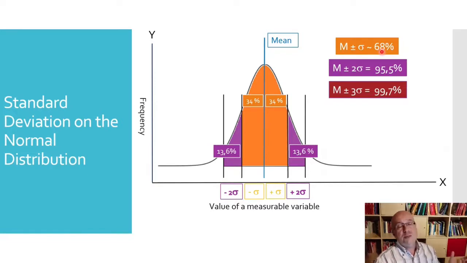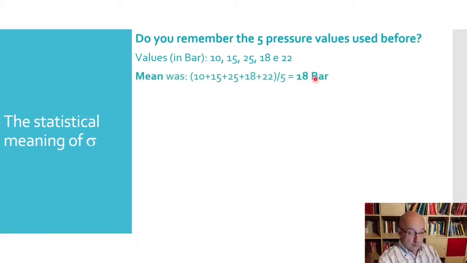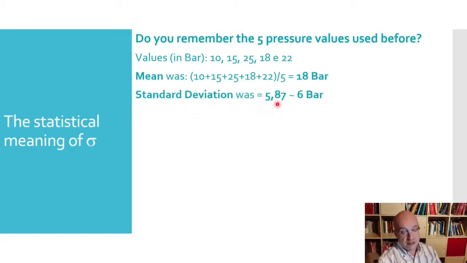In the real normal distributions, things can be a little bit different, but let's see if these numbers are only theoretical percentages or if they have a practical meaning. Do you remember the 5 pressure values used before? You can see the 5 values of gas cylinders shown before, so 10, 15, 25, 18 and 22 bars. You remember the mean was 18 bar and the standard deviation was 5.87. We can round it to 6 bar.